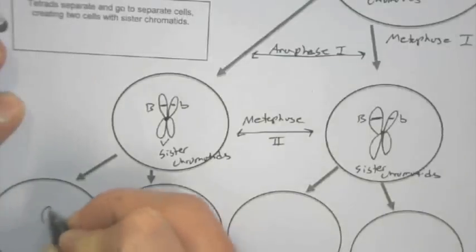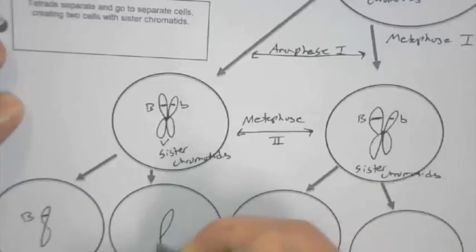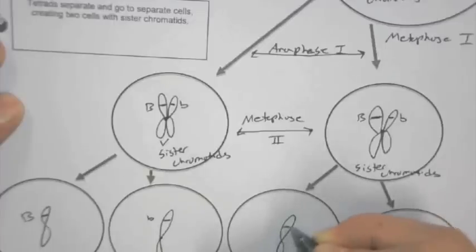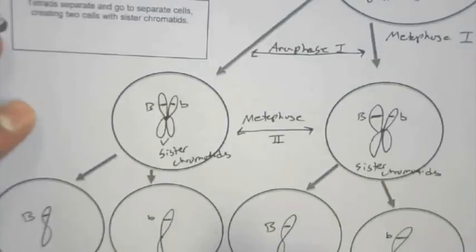These 4 cells will look like so. And each of these cells are or will become a gamete, a sex cell. If in a male, it'll be a sperm cell, and a female, it'll be an egg cell. Each of these cells contain 1/2 the number of chromosomes.